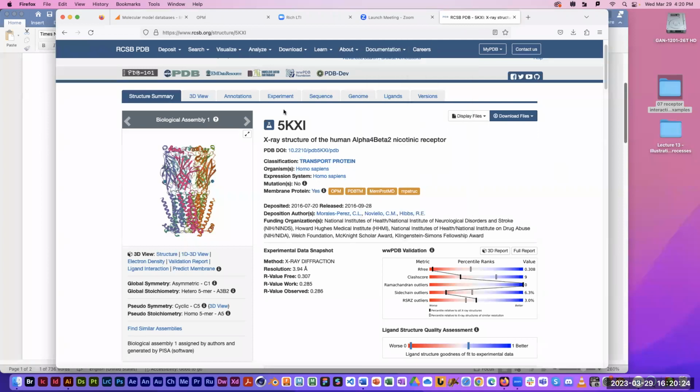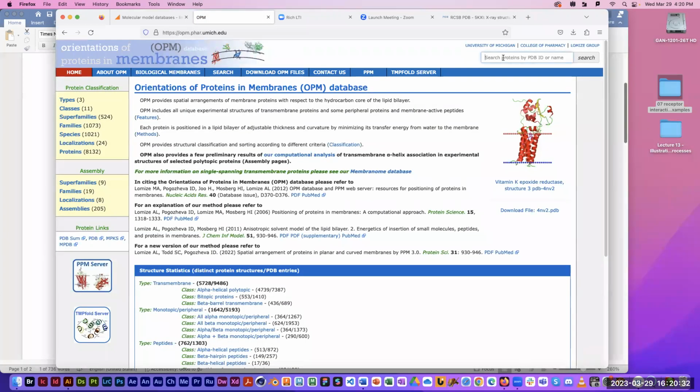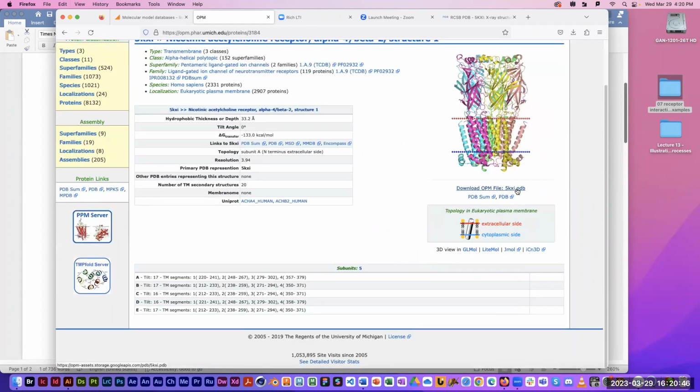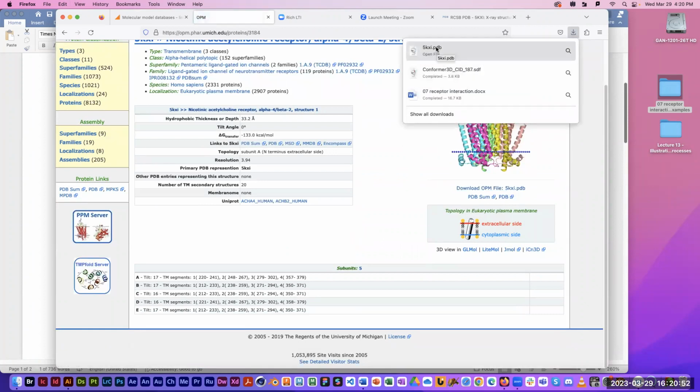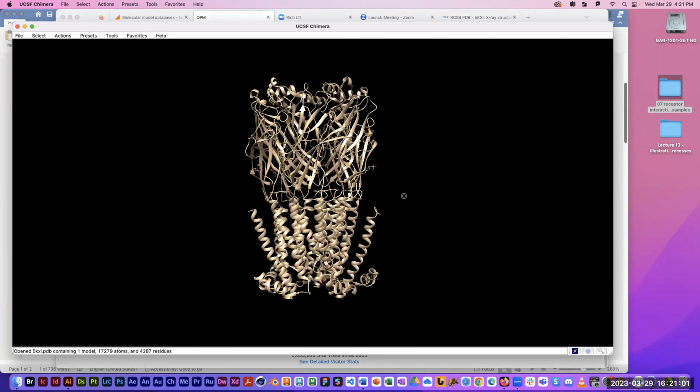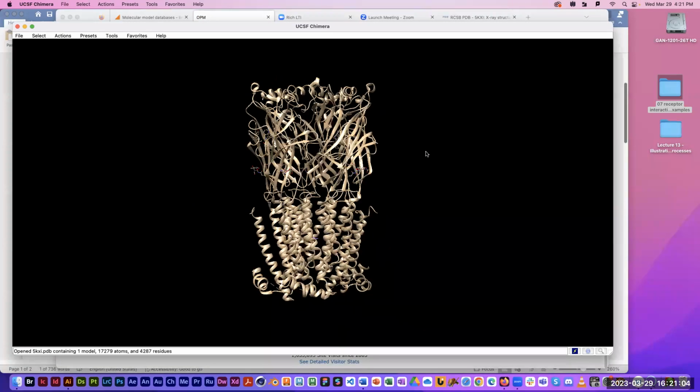So that PDB file was 5KX1, or maybe that's an I, I'm not sure. We go to the OPM database and enter that same PDB number. Sure enough, we get that molecule pops up in the OPM database. I'm going to download the OPM file, and open that in Chimera. Okay, so here's our nicotinic acetylcholine receptor opened up in Chimera.